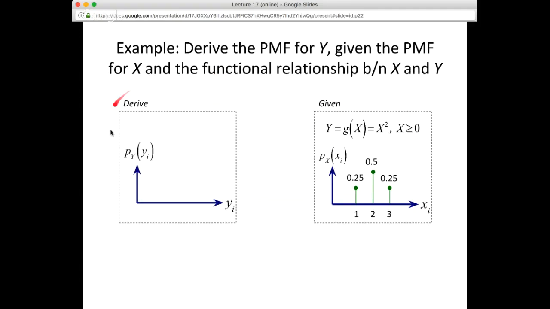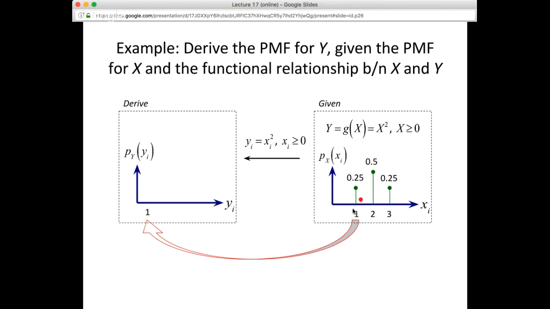What we'd like to do is derive the PMF for y, so we want to fill in this blank spot here. And we recognize that from this functional relationship, we know that yi is going to be equal to xi squared, where again, xi is greater than or equal to 0. So for every event in x here, we expect there will be a corresponding event in y that is related to that xi through this quadratic formula.